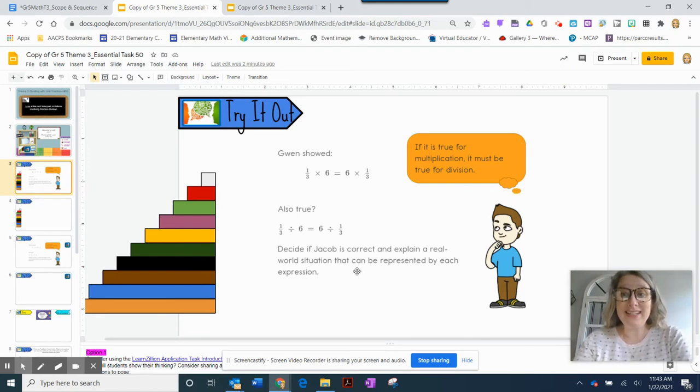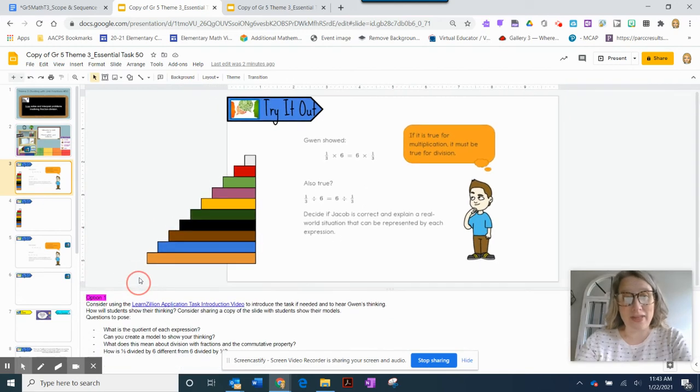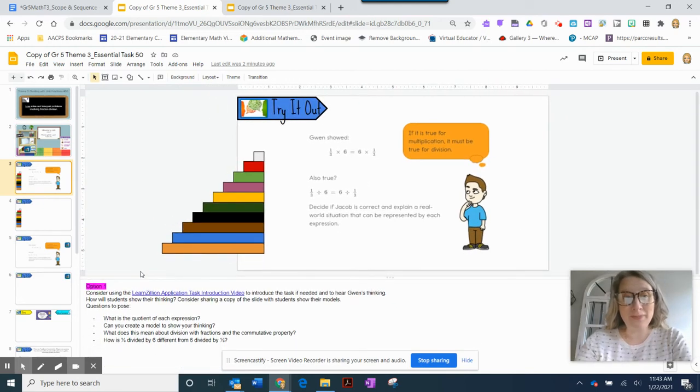So we're really taking this conjecture that Jacob made, and we're deciding, is this true? And how can we represent that? And how can we prove that it is true or it is not true? You'll notice there's a couple options here. There's the Cuisenaire rod option. There's also the fraction math app option.